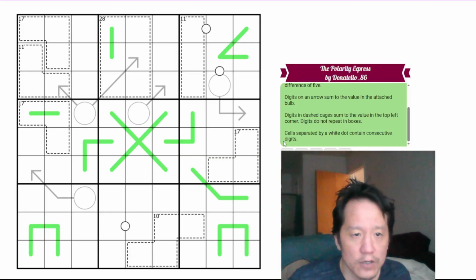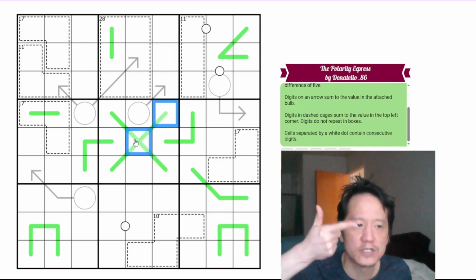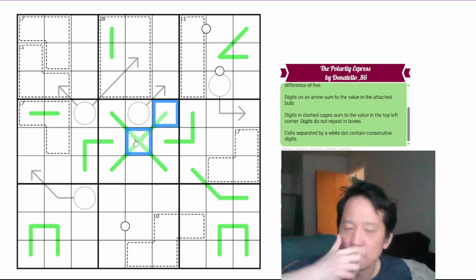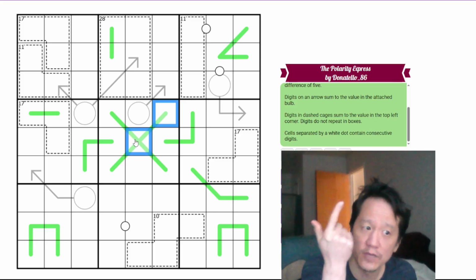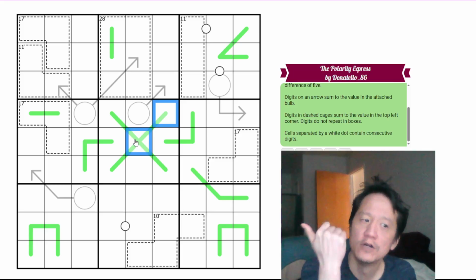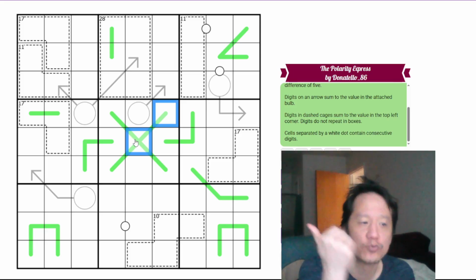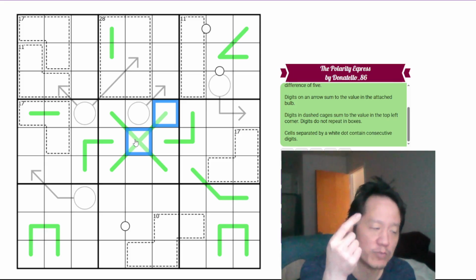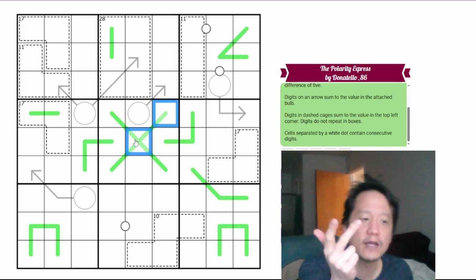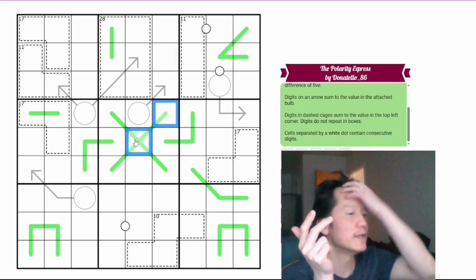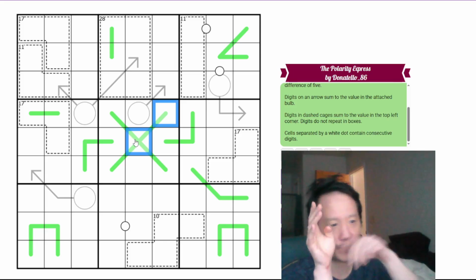Let's go. Okay. So, on German whisper lines, you'll always alternate between low digits and high digits, the low digits being 1 through 4 and the high digits being 6 through 9. Because 1 can only be next to 6, 7, 8, or 9 on a German whisper line. 2 can only be next to 7, 8, 9. 3 can only be next to 8 and 9. And 4 can only be next to 9. Similarly, 6 can only be next to 1. 7 can be next to 1 or 2. 8 can be next to 1, 2, or 3. And 9 can be next to 1, 2, 3, or 4.